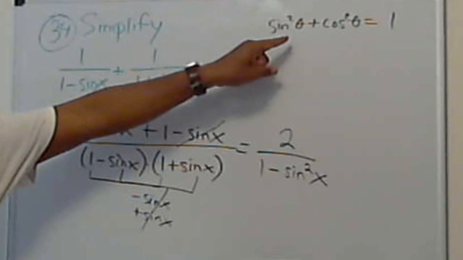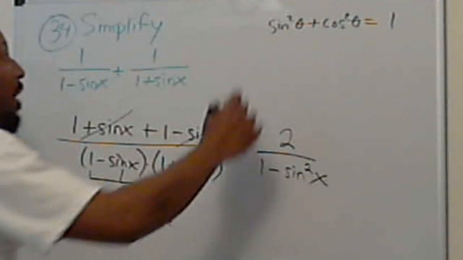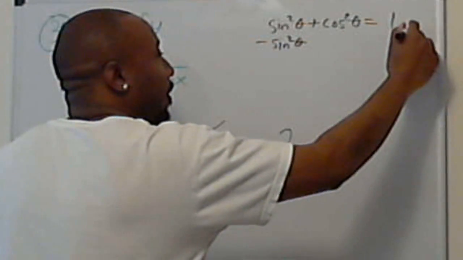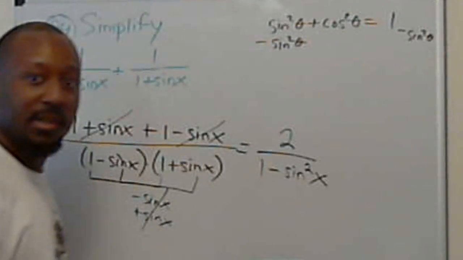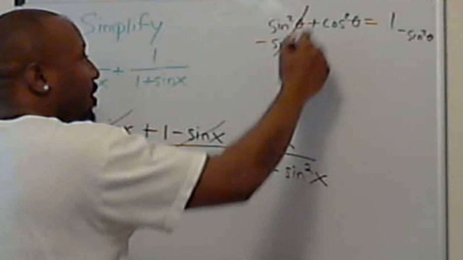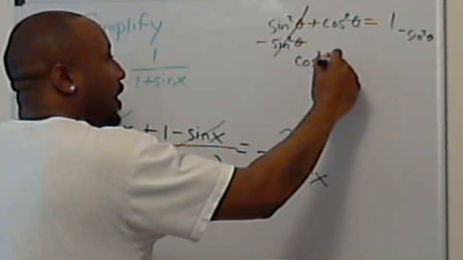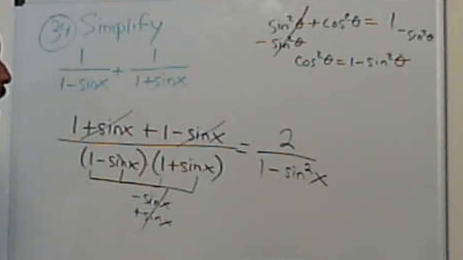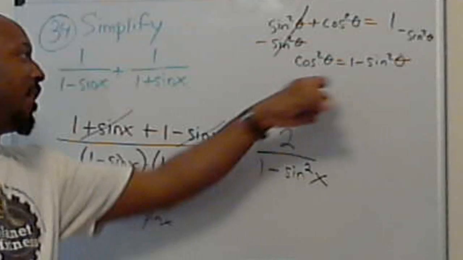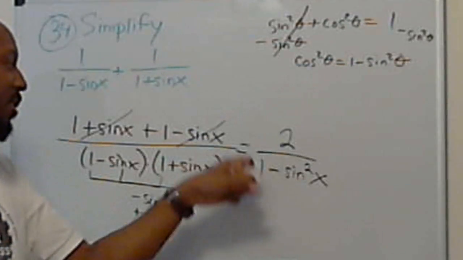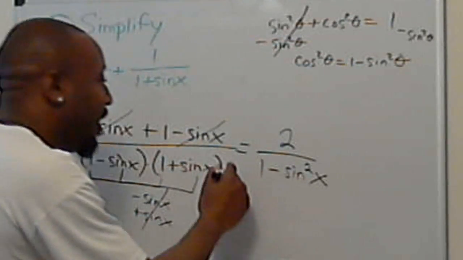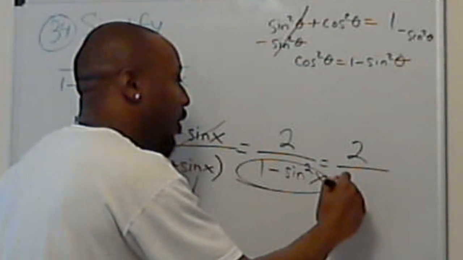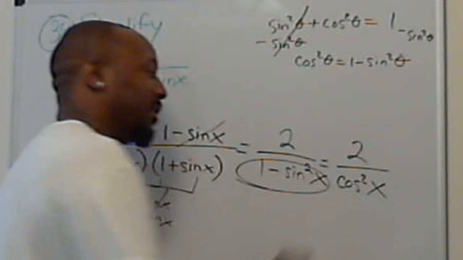Well, let's take the identity, and what I'm going to do is I'm going to subtract sine squared theta from both sides. And what's going to happen is that cancels. So I have cosine squared theta is equal to 1 minus sine squared theta. And now I have something here that I can replace over here. So now this will ultimately become 2 over cosine squared x.